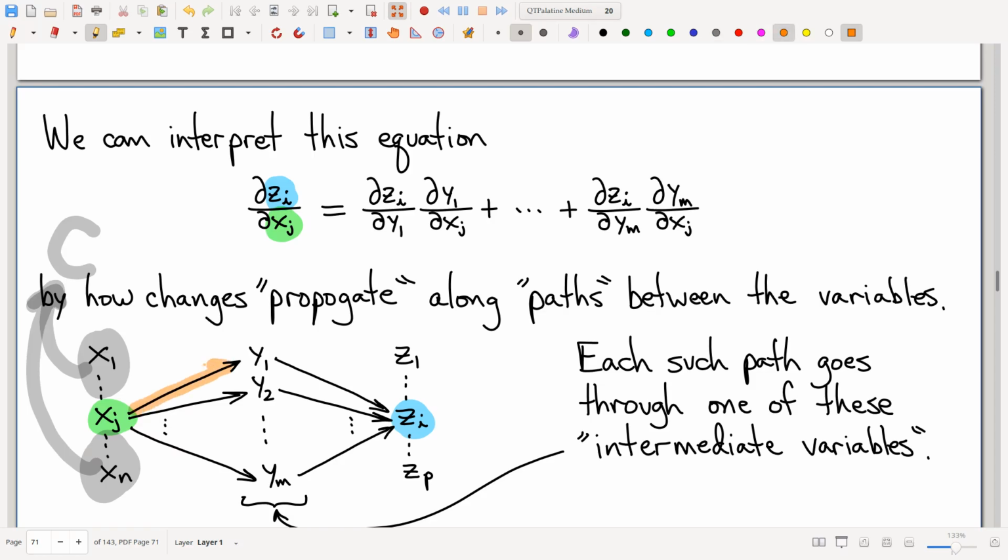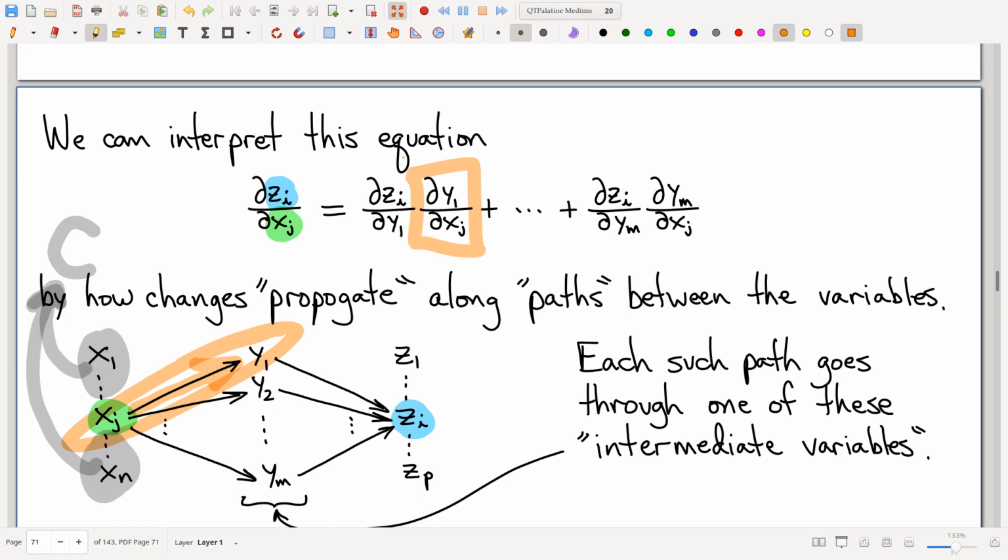when you change xj, that is going to cause y1 to change. And we have a tool for writing down this relationship. Per change in xj, how much does y1 change? That's that factor right there.